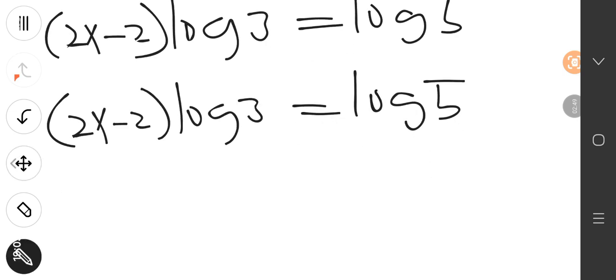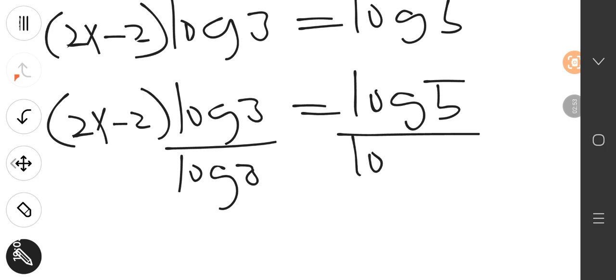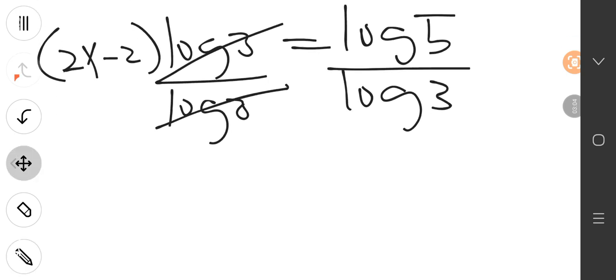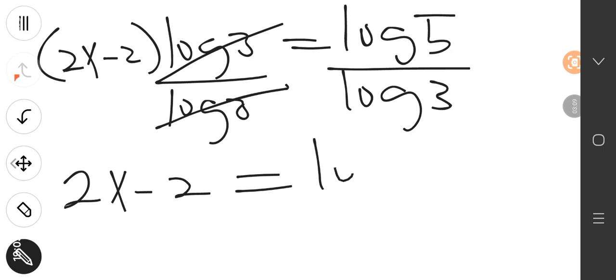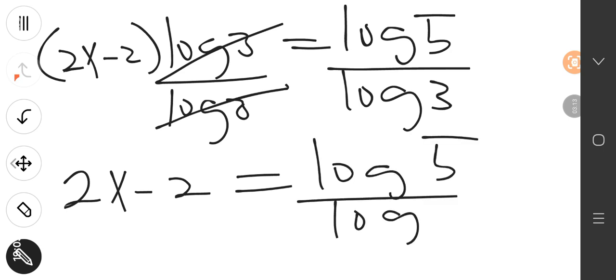So we divide here by log 3 and then here by log 3. Anything over itself is 1. So log 3 by log 3 is 1, or you can simply say this will cancel this. So we are going to have 2x minus 2 equals log 5 over log 3.